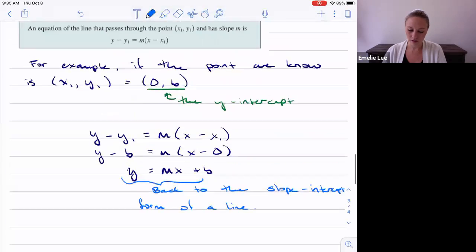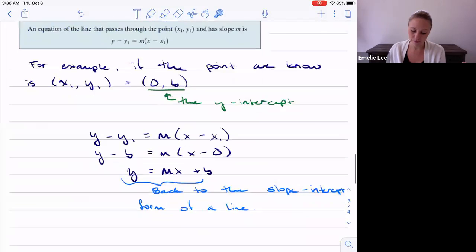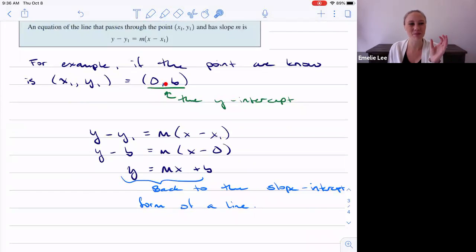Okay. So I'd say the point slope form of a line is more flexible, right? Because you can put in any point, and as long as you know the slope and some point on the line, you can generate the equation of the line, right? The slope-intercept form requires that the point be exactly the y-intercept, which is not necessarily the point that you have.